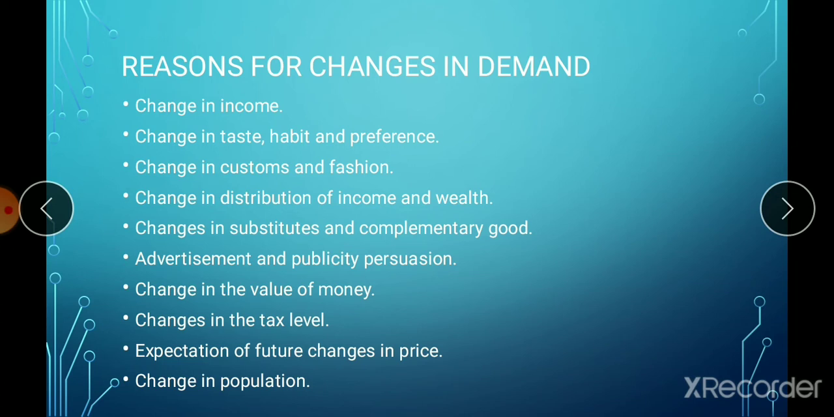And next one is changes in substitute and complementary goods. As you know the meaning of substitute and complementary goods, the example for substitute goods is tea and coffee, and examples for complementary goods are pen and ink, car and petrol. Changes in the supply of substitute and complementary goods and their prices affect the demand for a given product.